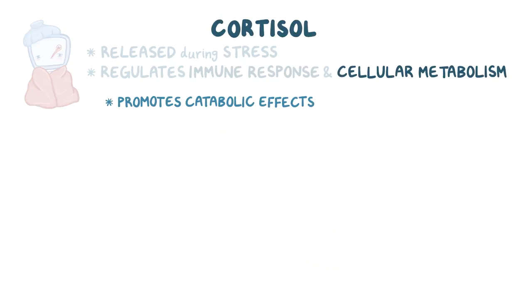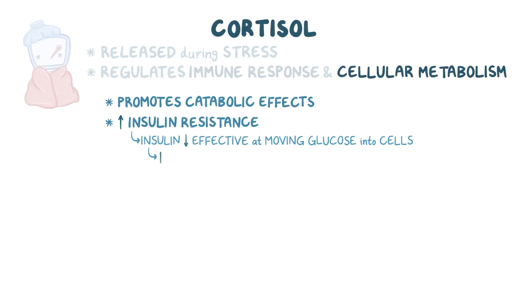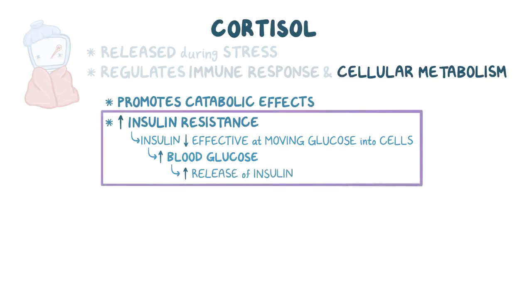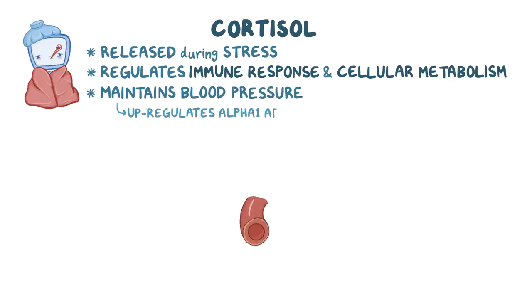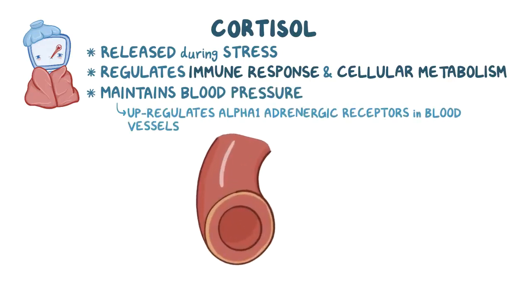High cortisol levels also increase insulin resistance in tissues, which means that insulin becomes less effective at moving glucose into cells, leading to an increase in blood glucose levels. The increased glucose level also stimulates the release of more insulin, and because this is similar to what happens in people with diabetes, this effect of cortisol is called diabetogenic. The end result is that we have a lot more glucose in the blood, which can be used as fuel during times of stress. Finally, cortisol also plays a role in maintaining blood pressure levels, since it upregulates alpha-1 adrenergic receptors in blood vessels, which causes vasoconstriction.